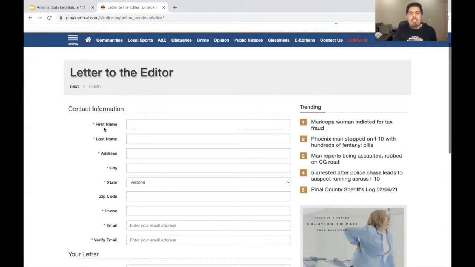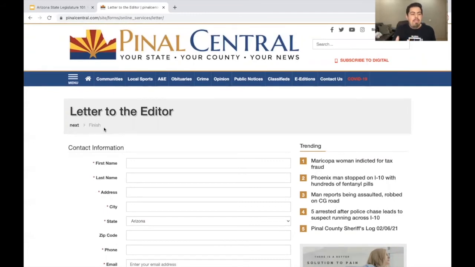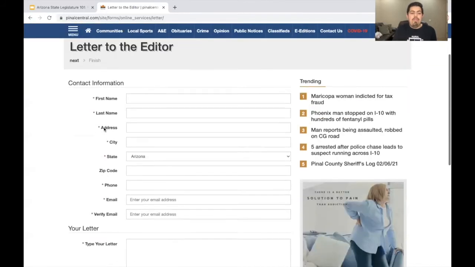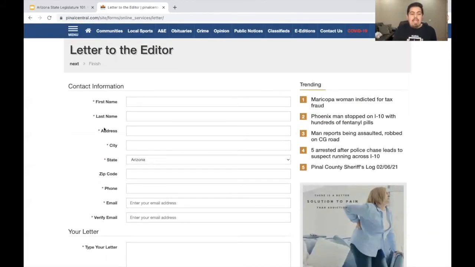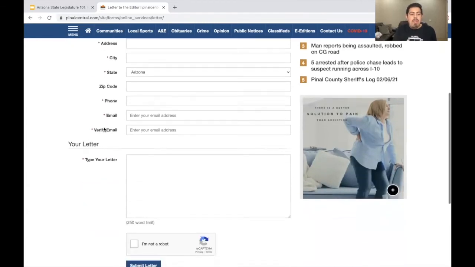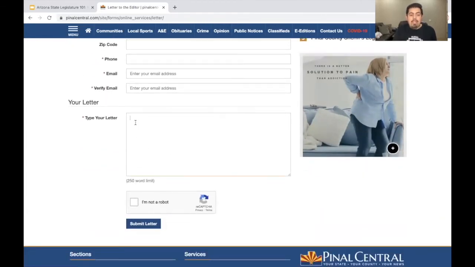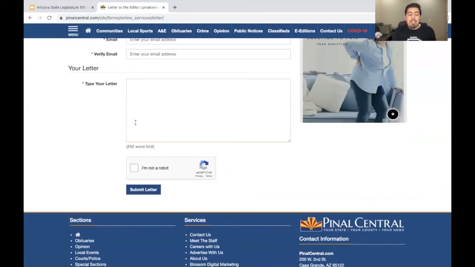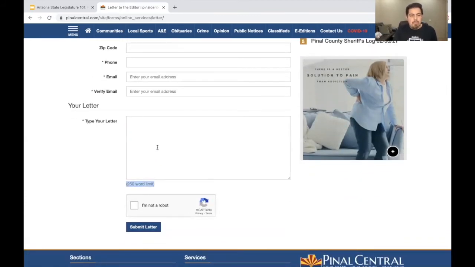I've done some looking around, and it seems like most publications have pages that look like this. It's just a basic form that you fill out with your first name, last name, address, phone number, email. And then it has a little box where you can actually write your letter to the editor. And like I said earlier, Pinal Central does have a word limit. It is different for each publication, so I would look at that before you type your letter. Make sure you check if there are any rules before you write your letter for your local publication.